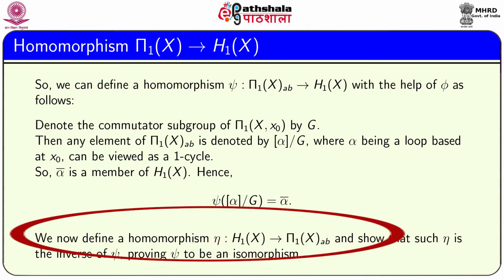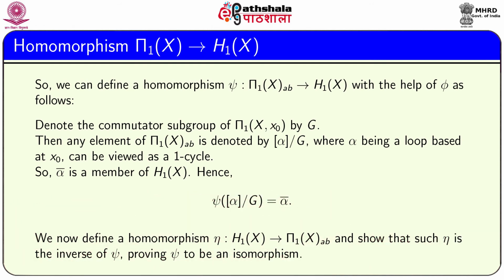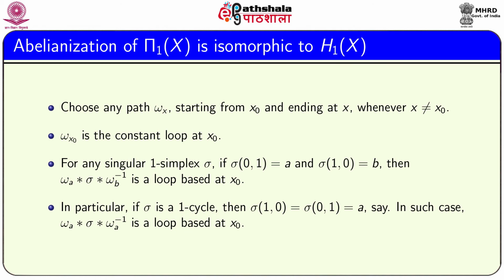We now define a homomorphism η from H1(X) to π1(X)ab and show that such η is the inverse of ψ, proving that ψ is an isomorphism. Choose any path Wx starting from x0 and ending at x whenever x is not equal to x0. Wx0 will stand for the constant loop at x0.